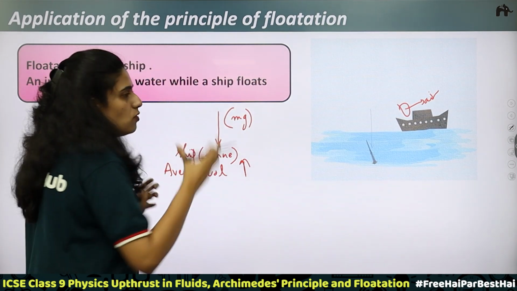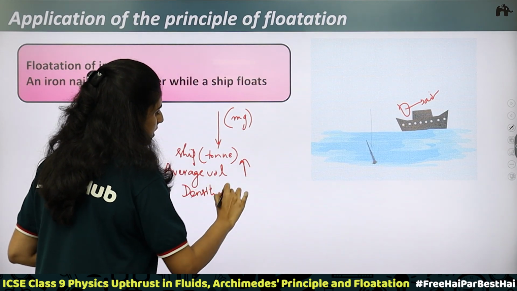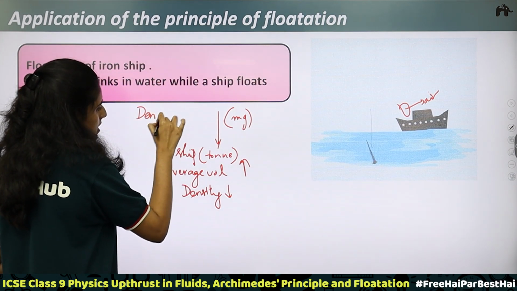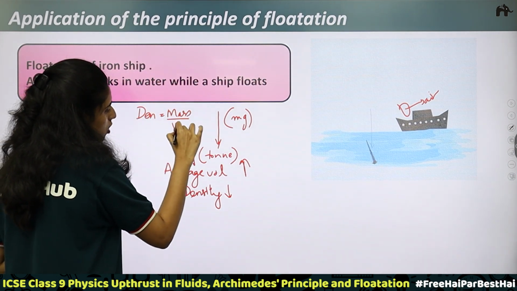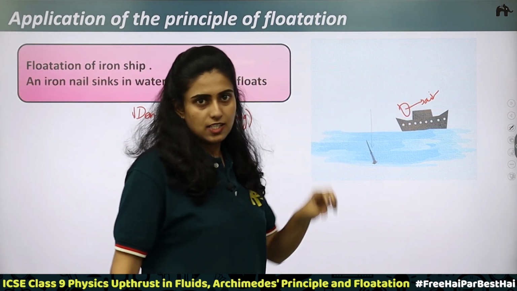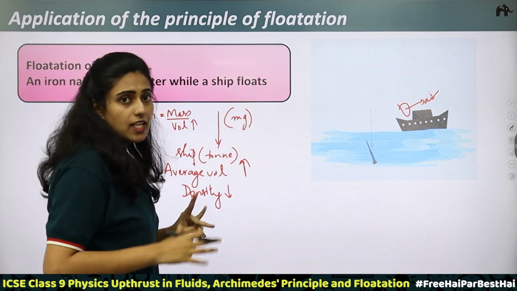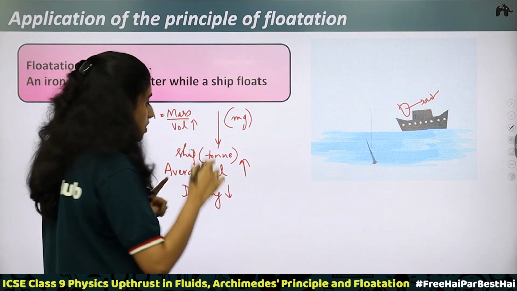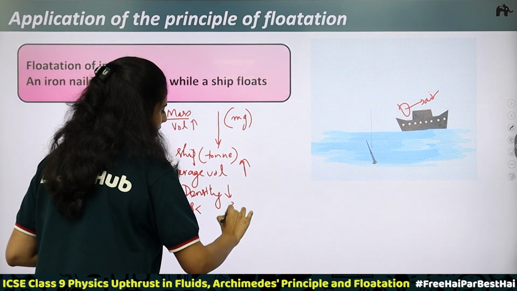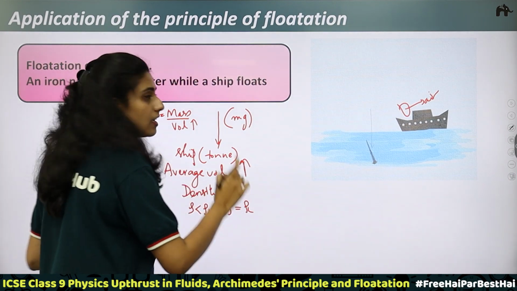Okay, when the average volume increases, what happens to density? Density decreases. We know this, right? So when we take the relation, density is equal to mass divided by volume, when volume increases, density decreases. So the density of this body is decreasing. When you compare, the density of the body will be less than or equal to the density of the liquid. In both these cases, the body will be floating.